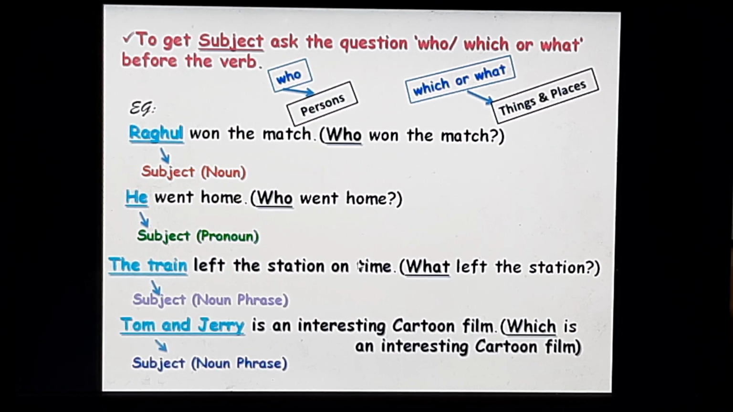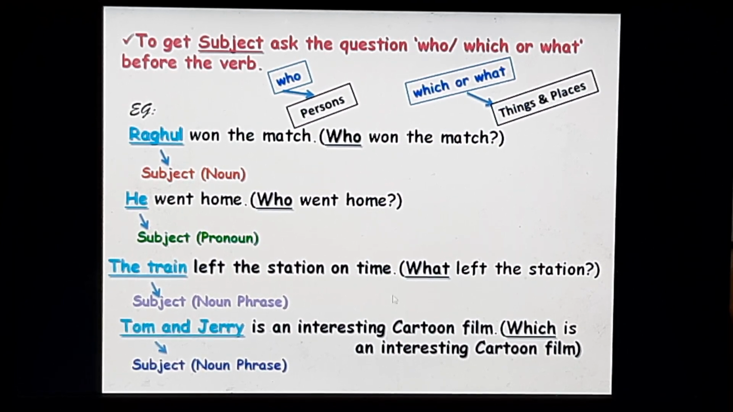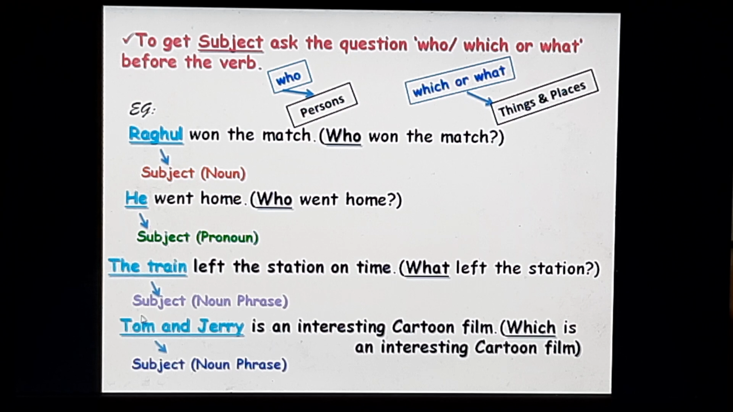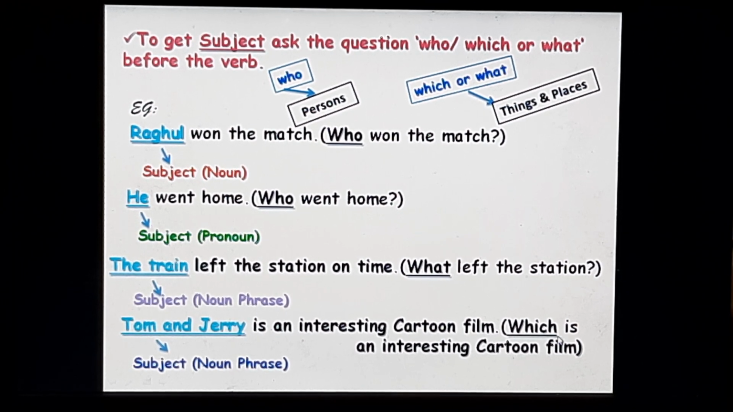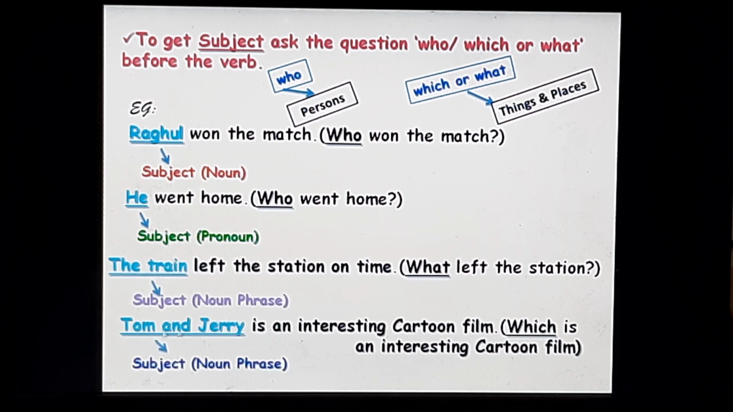The train left the station on time. What left the station on time? The train. It's the subject and it's a noun phrase. Tom and Jerry is an interesting cartoon film. Which is an interesting cartoon film? Tom and Jerry is the subject and it's a noun phrase.